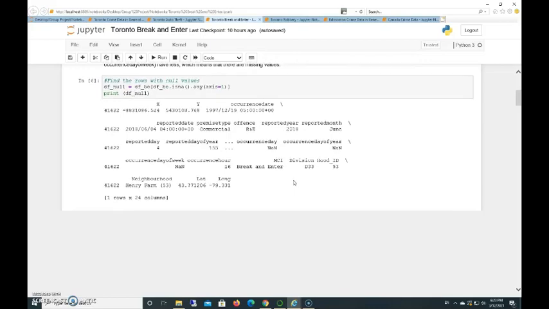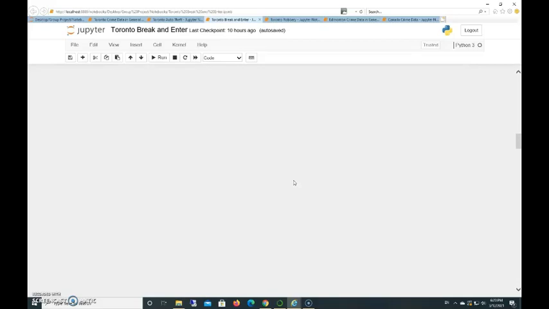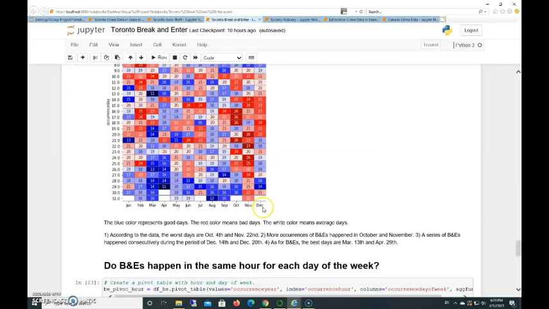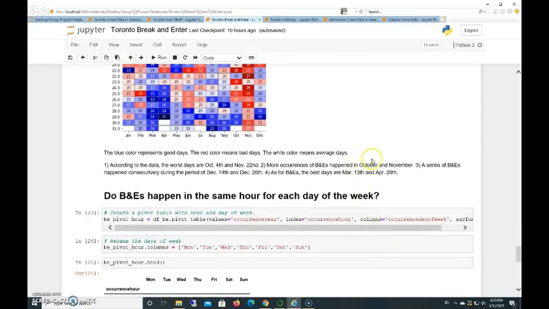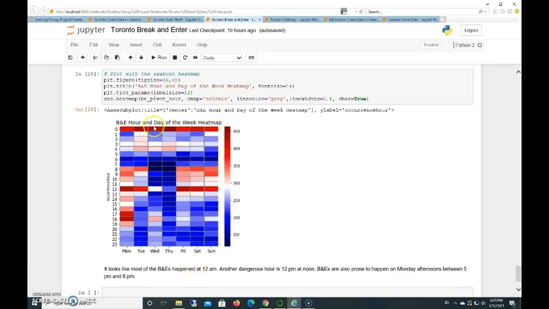I just want to briefly show you the code here. And here is the heat map: October 4th and November 22nd in terms of break and enter, and November and October are the months seeing the most occurrences of break and enter. The bad day looks like break and enter happened a lot at night, around 12 a.m., and then the dangerous hour is 12 p.m. at noon.